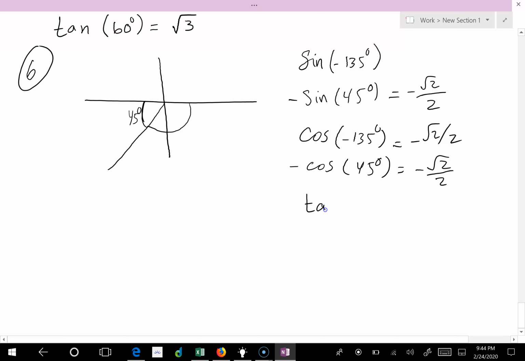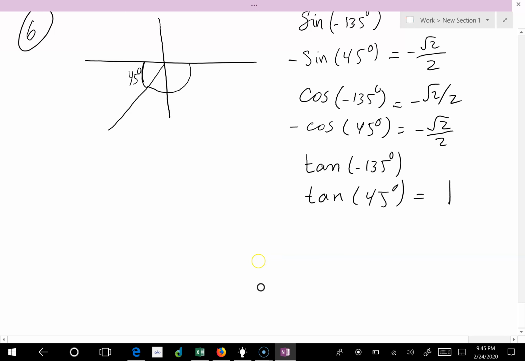And then tan of negative 135 is the same thing as tan of, again, you always use positive, 45 degrees, which is equal to 1, and tan is positive. To find the other three, you find the reciprocal of sine, cosine, and tan. Okay, question 7.